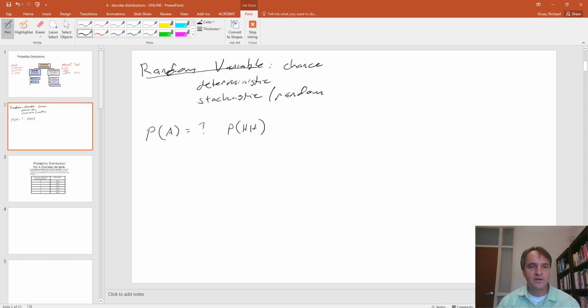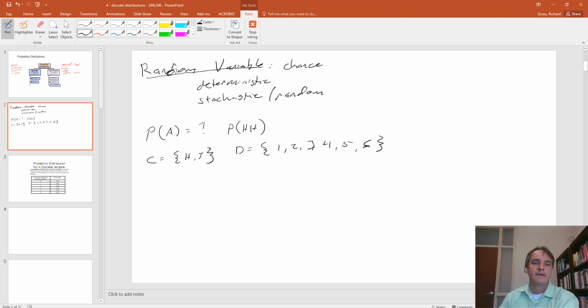Remember that a random variable has something called a sample space, which includes all possible outcomes. So for example, with our coin, we had a sample space of head and tail, and with our die, a sample space of 1, 2, 3, 4, 5, and 6. Now, with a random variable, we are interested in assigning probabilities to each of these individual events. So in this case, we know that the probability of the head is 0.5 and the probability of tail is 0.5. And for this die, each one of these is 1 over 6.